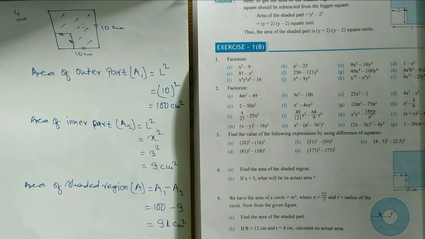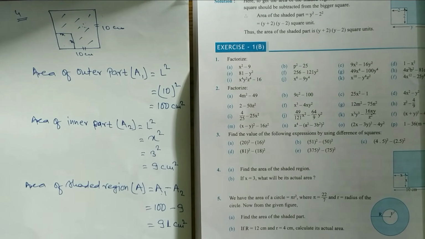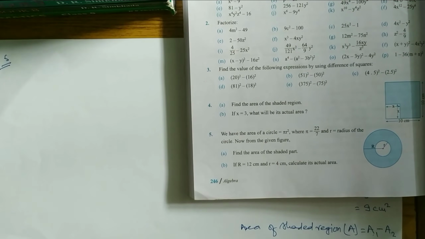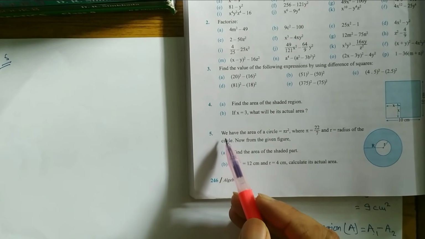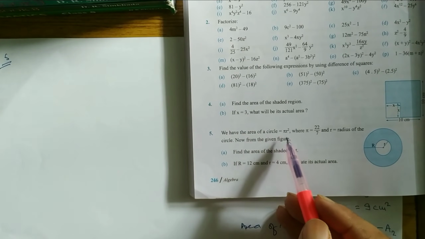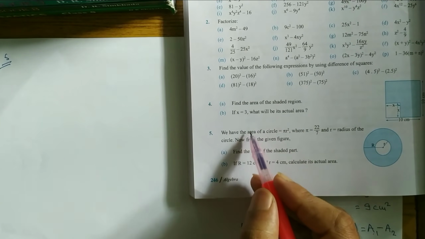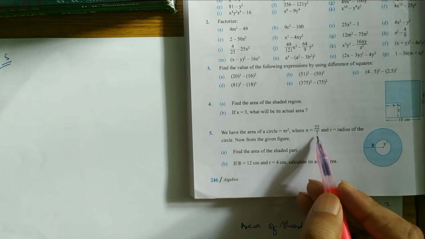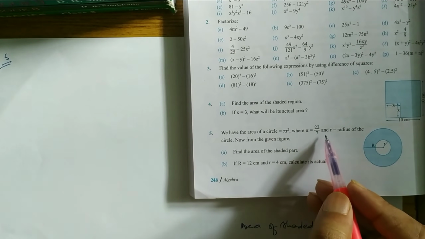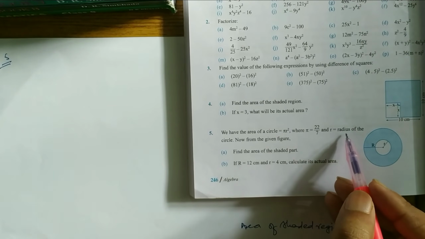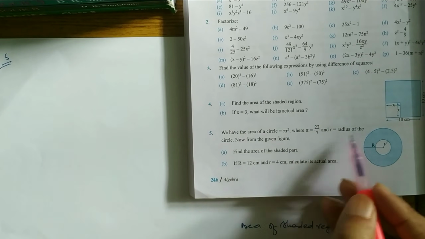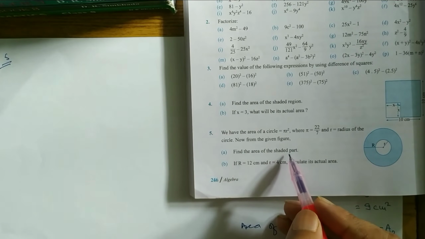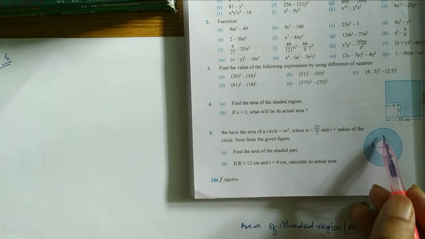Hope you understand this question. Now question number 5. First of all, try to understand the question properly. Look at here, we have the area of circle pi r square. Area of circle formula is pi r square, where pi value is 22 by 7. You can write 3.14 also, and r is equal to radius of the circle. Now from the given figure A, find the area of shaded region.